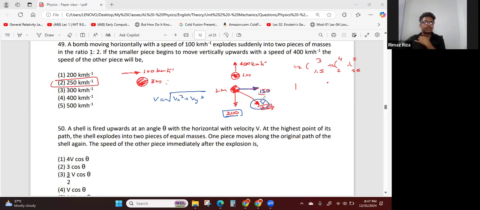No, okay, I understood that. I'm asking, if one particle went vertical, how do you think the other particle won't go vertical?